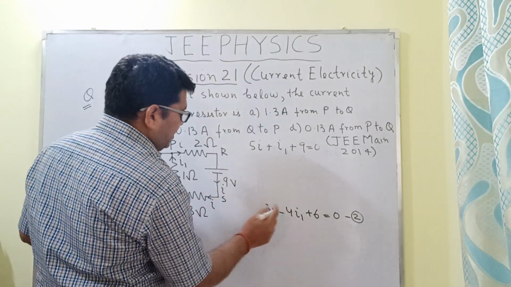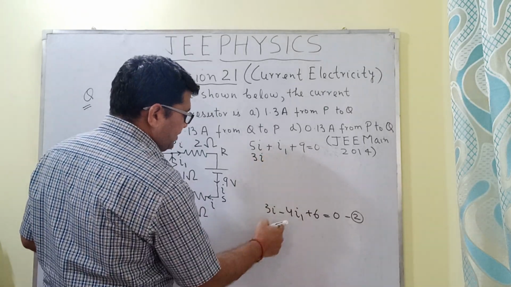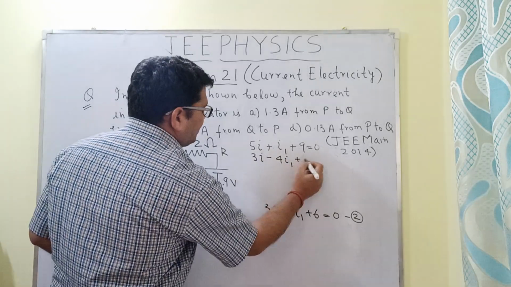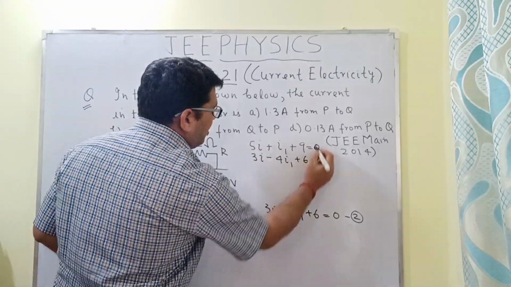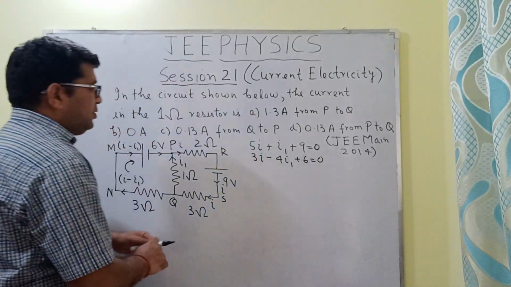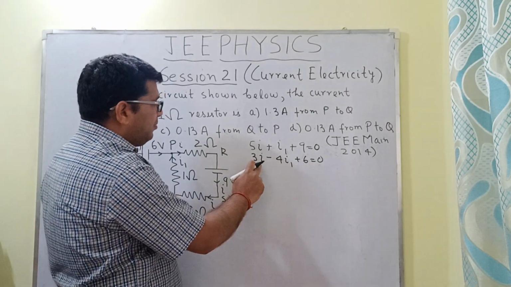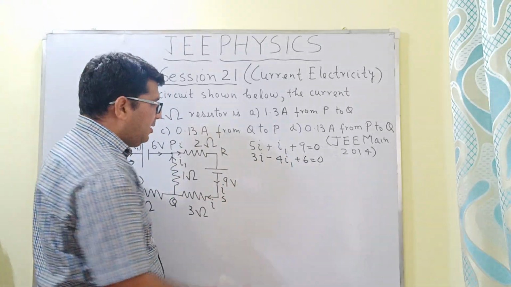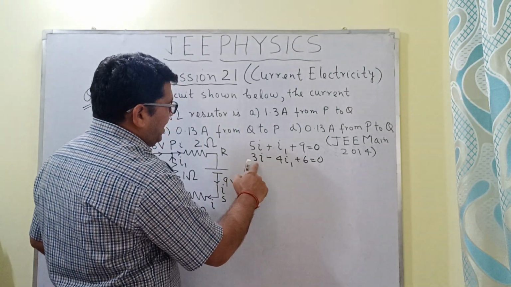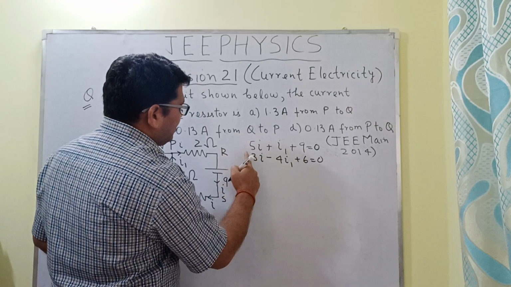So I have got these two equations, that is 5i plus I1 plus 9 is equal to 0, and the second one is 3i minus 4i1 plus 6 is equal to 0. So now we have to eliminate I, because we have to find the value of I1. So for elimination, what we can do is, I can simply multiply this equation by 3 and this equation by 5.